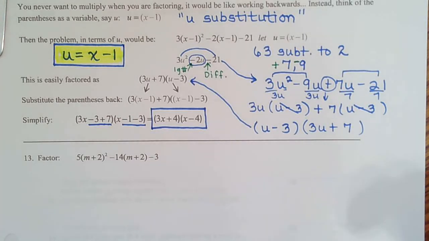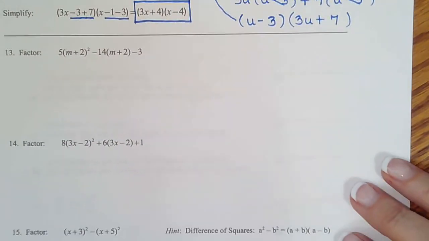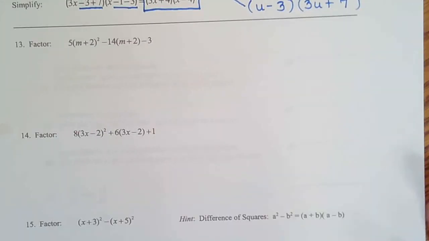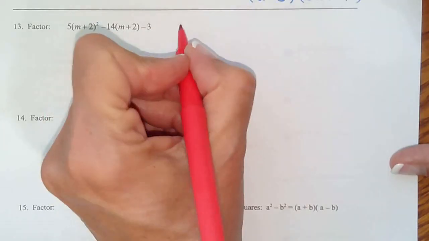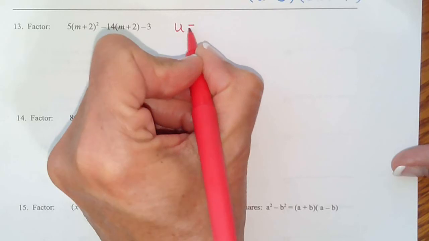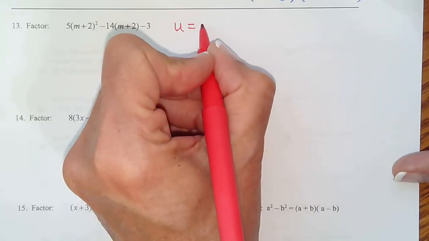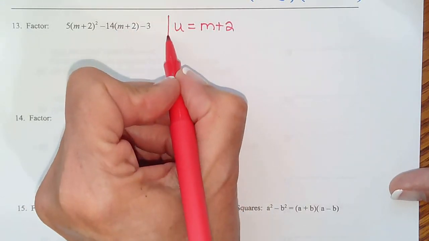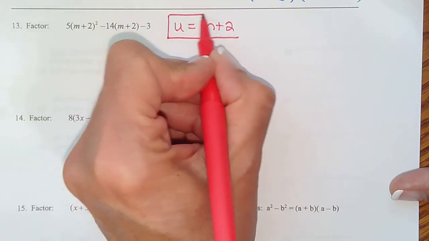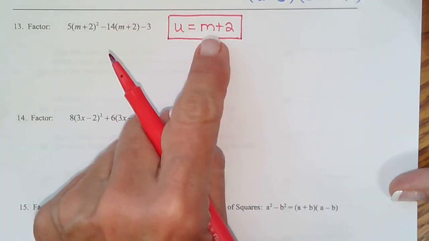So let's just barely get started on this next one, and then we'll finish it on the next video. So what's u going to be? What's the repeated quantity in number 13? M plus 2, right? So over here to the side in a box, I say, okay, I'm going to replace m plus 2 with u and make it look like a normal problem like what I've been working in this chapter. So you can always see it repeated, that's your u.